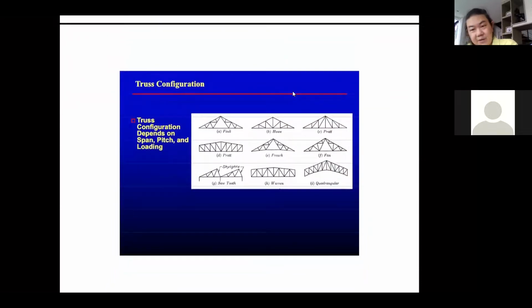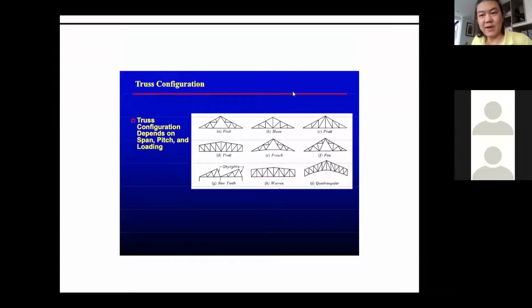Anyway, we have so many truss configurations that you can use. Do you know that the truss is a beam? Are you aware of this? Yes. Oh yeah. Okay, great. So basically, when you have the truss, it turns the bending moment into the axial force.